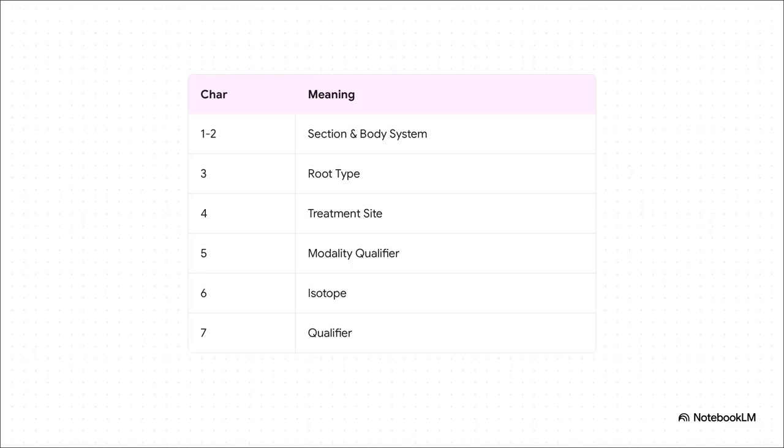For section D, your coding blueprint shifts yet again. In this section, you've got to capture the treatment modality in position 3. So is it beam radiation, brachytherapy, or stereotactic radiosurgery. Then position 5 captures the modality qualifier, like whether it's a high or low dose rate. Finally, position 6 captures the specific isotope utilized, such as cesium-137 or iridium-192.